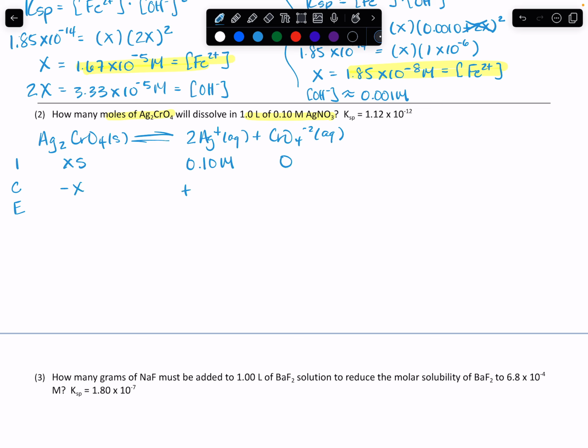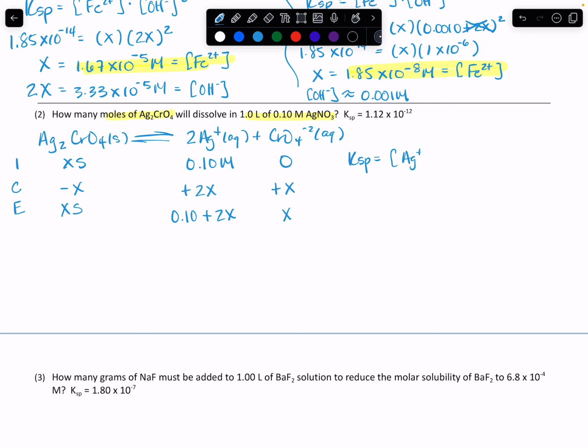Lose some of our solid, gain some silver ions, gain some chromate ions, and in the end, at equilibrium, the solid is still in excess. We'll have 0.10 plus 2x for the silver ions, and then x for the chromate ions. All right, we'll write our KSP expression.